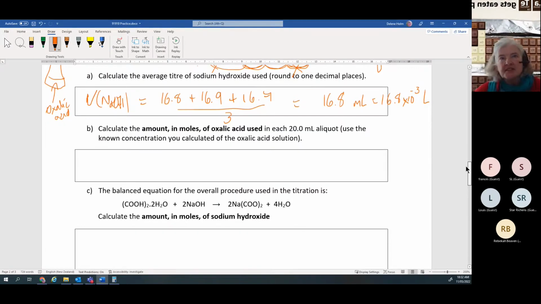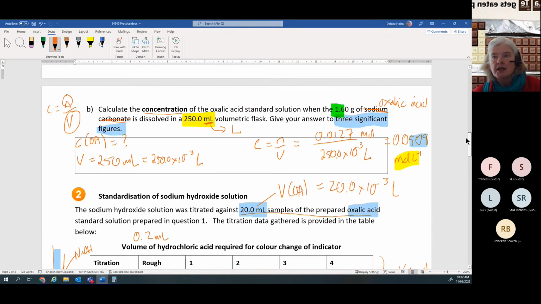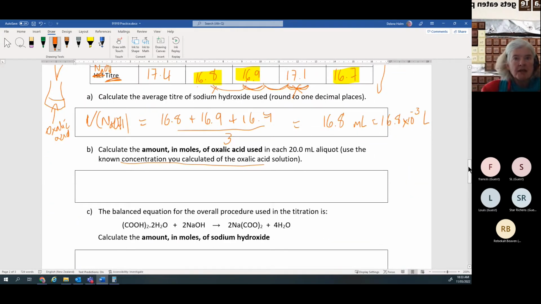Now here we've got to calculate the amount of oxalic acid. So I've specifically said use the concentration you calculated previously. So what was that concentration? You go back and you look and you go, right, my concentration was 0.0508 moles per liter. So I'm going to put this in straight away. My C for oxalic acid is 0.0508 mole per liter minus 1. Okay. Right. So that's the C.